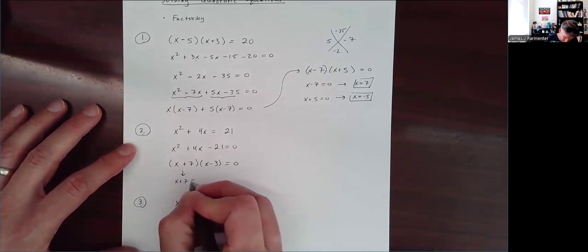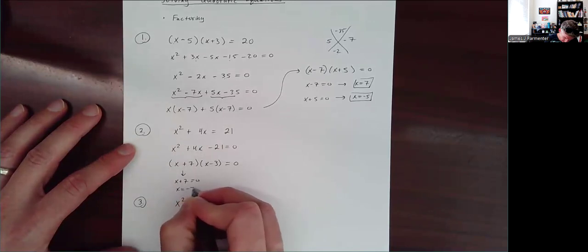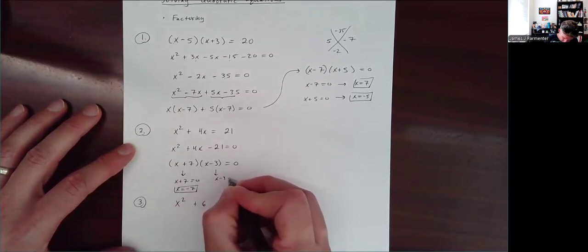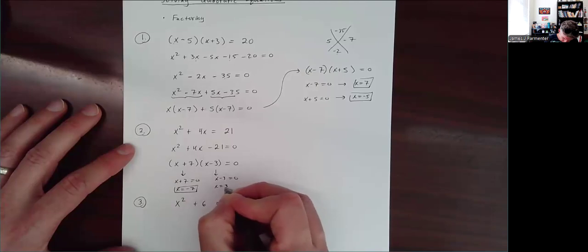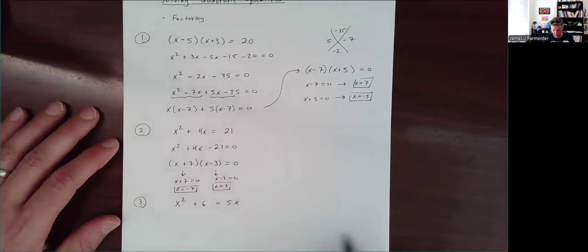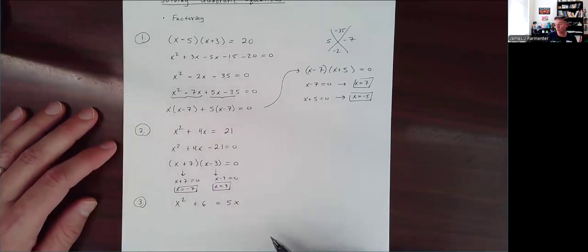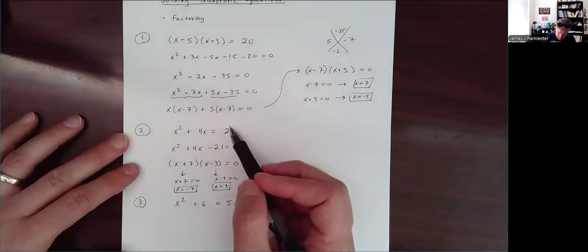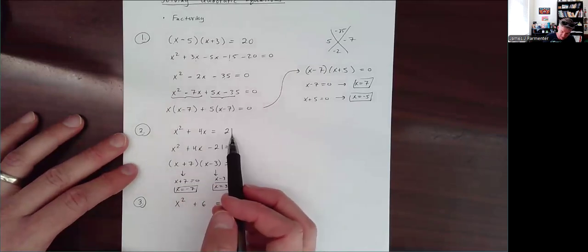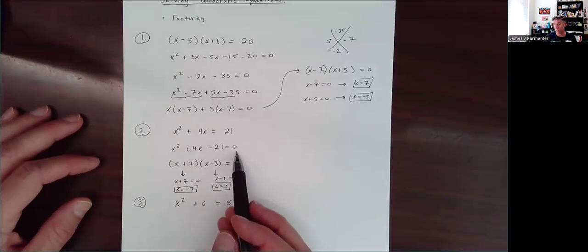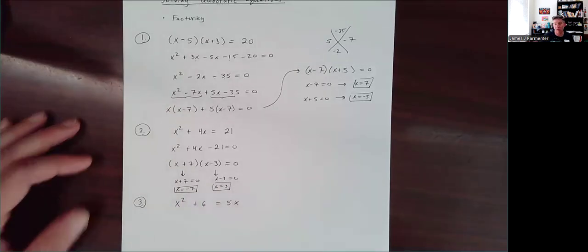X plus 7 equals 0. X equals negative 7. X minus 3 equals 0. X equals 3. The reason this works is because if you set this factor equal to 0, 0 times anything is still 0. It doesn't work if it's equal to any other number. So if you said x plus 4 is equal to 21 and then tried to find numbers that multiply to 21, there's lots of options. There's only one way that things multiply to 0: 0 times something.